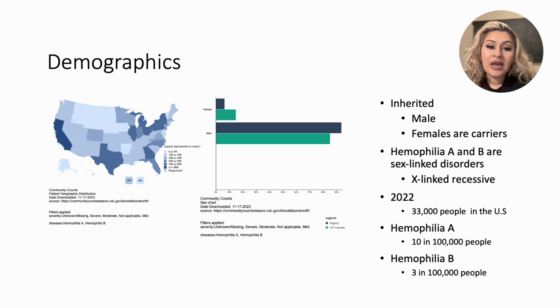About 10 in every 10,000 people have hemophilia A. 3 out of 100,000 people have hemophilia B, and this is in the United States. The life expectancy of hemophilia patients who are properly treated is 10 years shorter than that of the general lifespan.